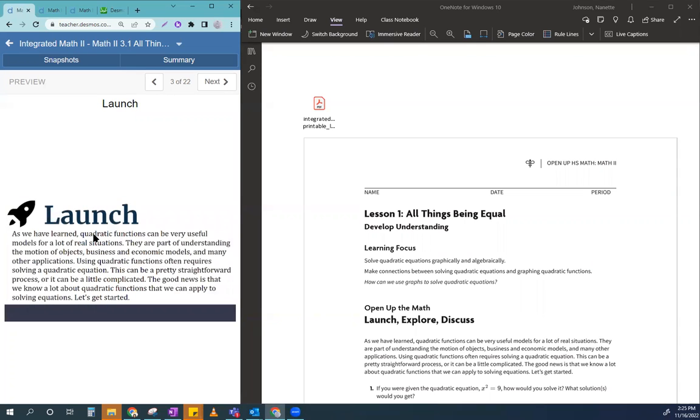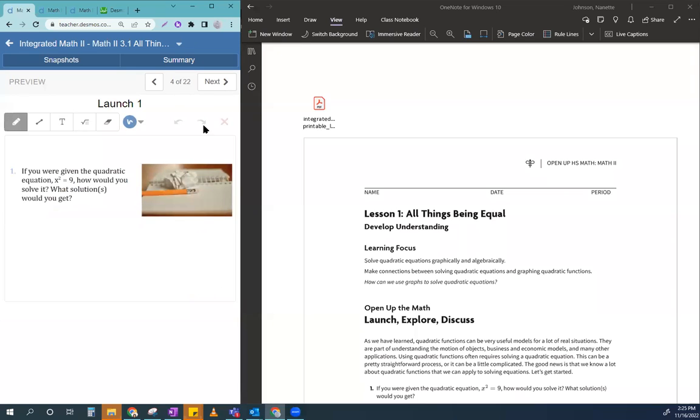It says, as we have learned, quadratic functions can be very useful for models for a lot of real life situations. They are part of our understanding of the motion of objects, business and economic models, and many other applications. But they're basically saying it's really, really useful. Using quadratic functions often requires solving a quadratic equation. This can be a pretty straightforward process, or it can be really, really complicated. The good news is that we know a lot about quadratic functions, and we can already apply that to solving equations.